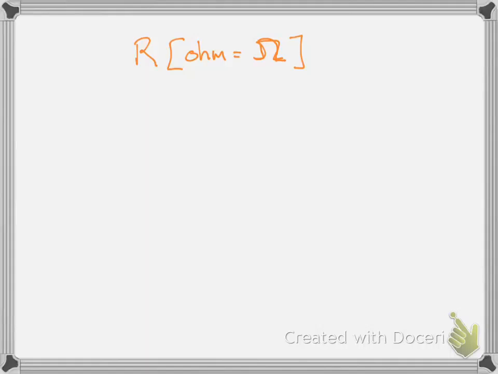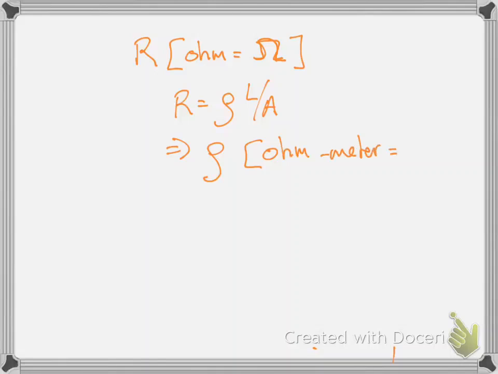Then the MKS unit of, let me write this out, L over A. The MKS unit of length is meters and area is meter squared. Then the MKS unit of resistivity must be the ohm times meter squared divided by meter. So it's the ohm meter.